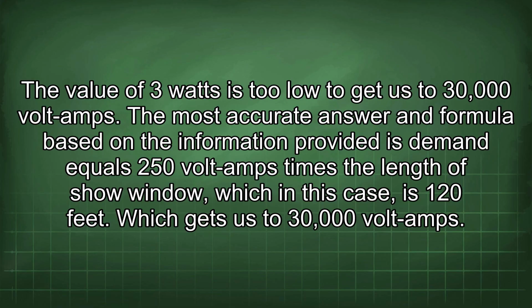The most accurate answer and formula based on the information provided is demand equals 250 volt amps times the length of show window, which in this case is 120 feet, which gets us to 30,000 volt amps.